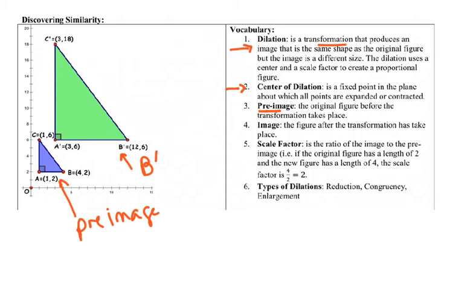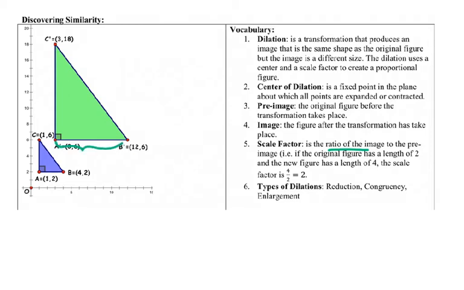Okay, next thing is the scale factor. And the scale factor is the ratio of the image to the pre-image. So we're going to start with what we end up with to what we started with. So for this one, if I look, this one is starting at 3 and going to 12, so this is a length of 9, whereas this one is a length of 3. So this is going to be a ratio of 9 to 3, or 3. So my scale factor is 3.